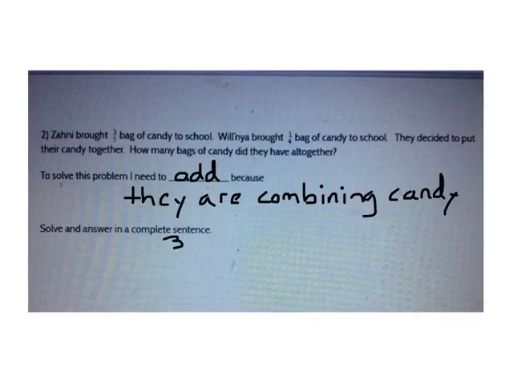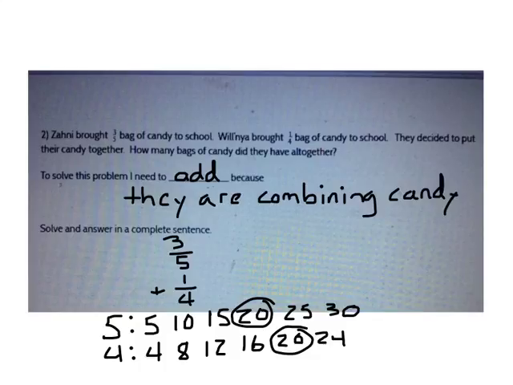So I'm adding 3/5 plus 1/4. I can't add those fractions like they are. They don't have the same denominator. So I need to start by finding my least common denominator. Go ahead and list the multiples of 5 and 4 now to find your least common denominator. What is it? The least common denominator is 20.